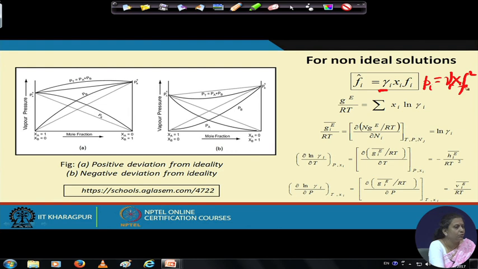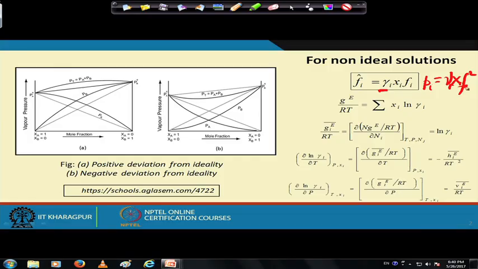It is also important to remember that mostly non-idealities exist in the liquid solutions. Gaseous mixtures are usually ideal. Why? Because the Lewis-Randall rule is based on Amagat's law of additive volumes, which I have mentioned several times in my previous classes. So, for non-ideal solutions we find that the non-ideality is taken care of by introducing this particular activity coefficient in the Lewis-Randall rule.